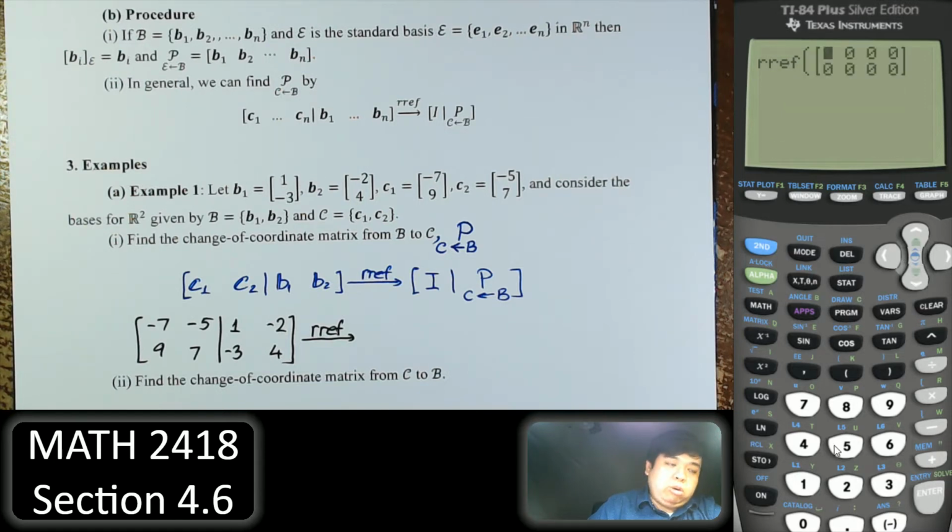Alright, 2 rows for column. -7, -5, 1, -2, 9, 7, -3, and 4.